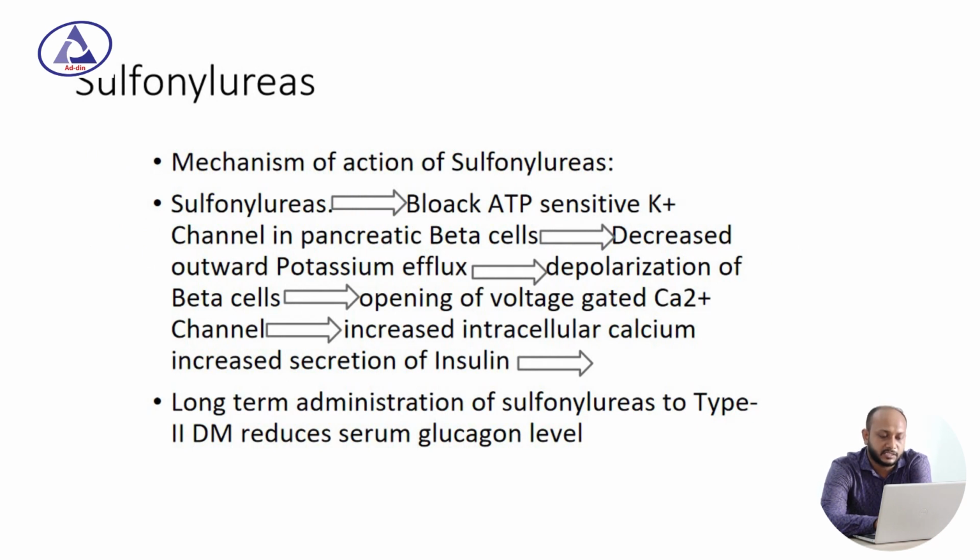Now, we come to the sulfonylureas mechanism of action. Sulfonylureas block the ATP-sensitive potassium channel in pancreatic beta cells. It decreases the outward potassium efflux, and it causes depolarization of the pancreatic beta cells, opening of voltage-gated calcium channels, which ultimately leads to increased intracellular calcium and increased secretion of insulin. Long-term administration of sulfonylureas to type 2 diabetes mellitus patients reduces serum glucagon level.